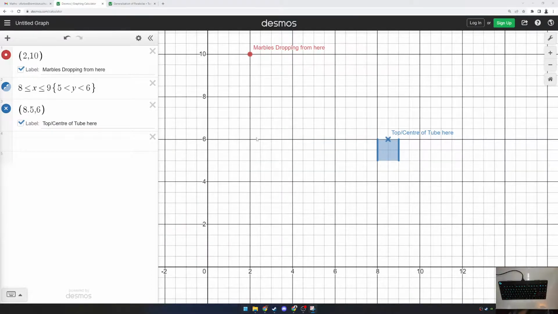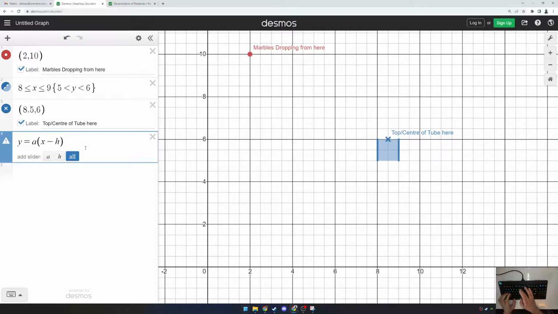So let's say that we have the marbles dropping from this coordinate here, and we want a parabola that guides the marbles to the top center of this tube over here. To do that, generally what we've been doing so far is we'll make a model. So we'll go y equals a(x minus h) squared, plus v. I don't know what letter your class uses, but I'm going to use h for you guys.